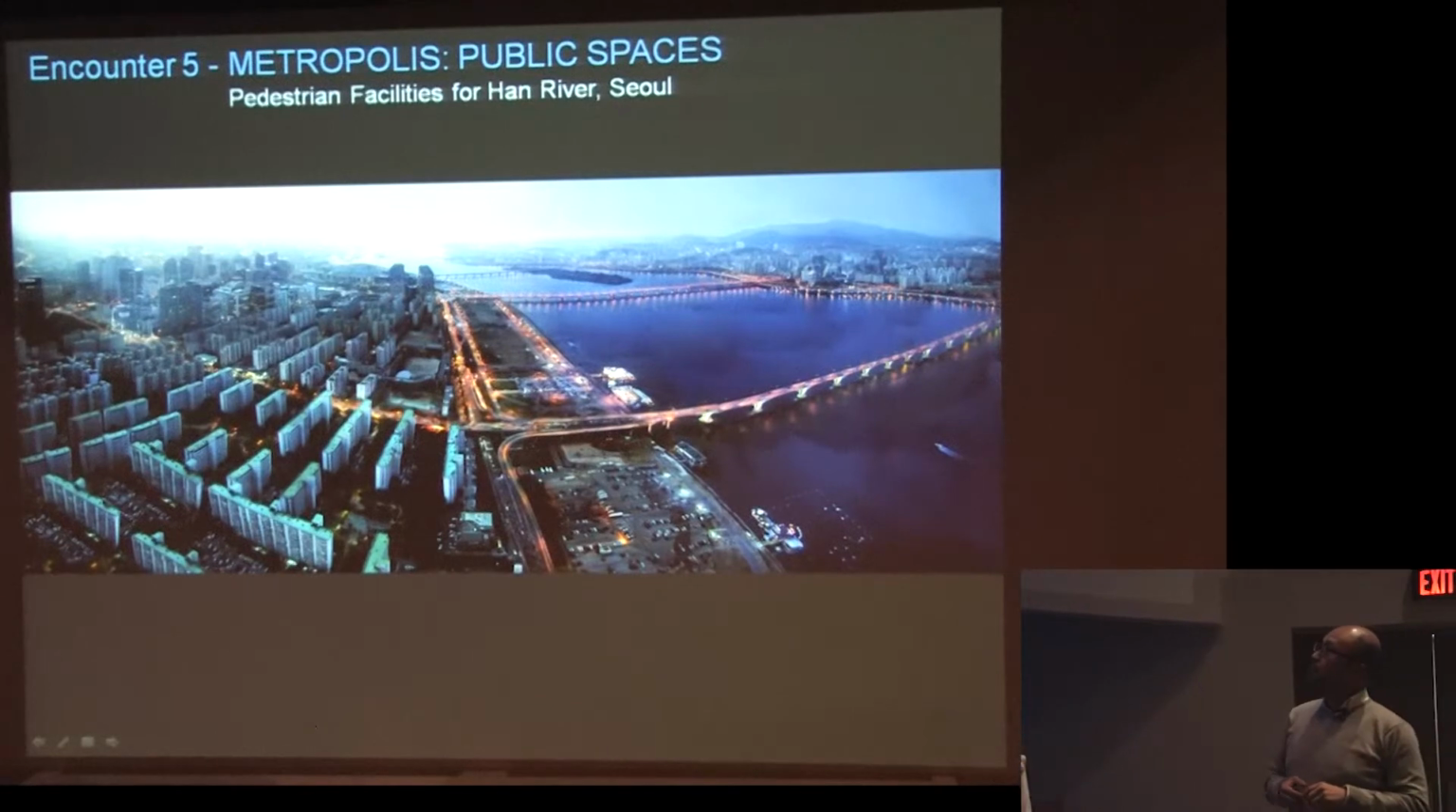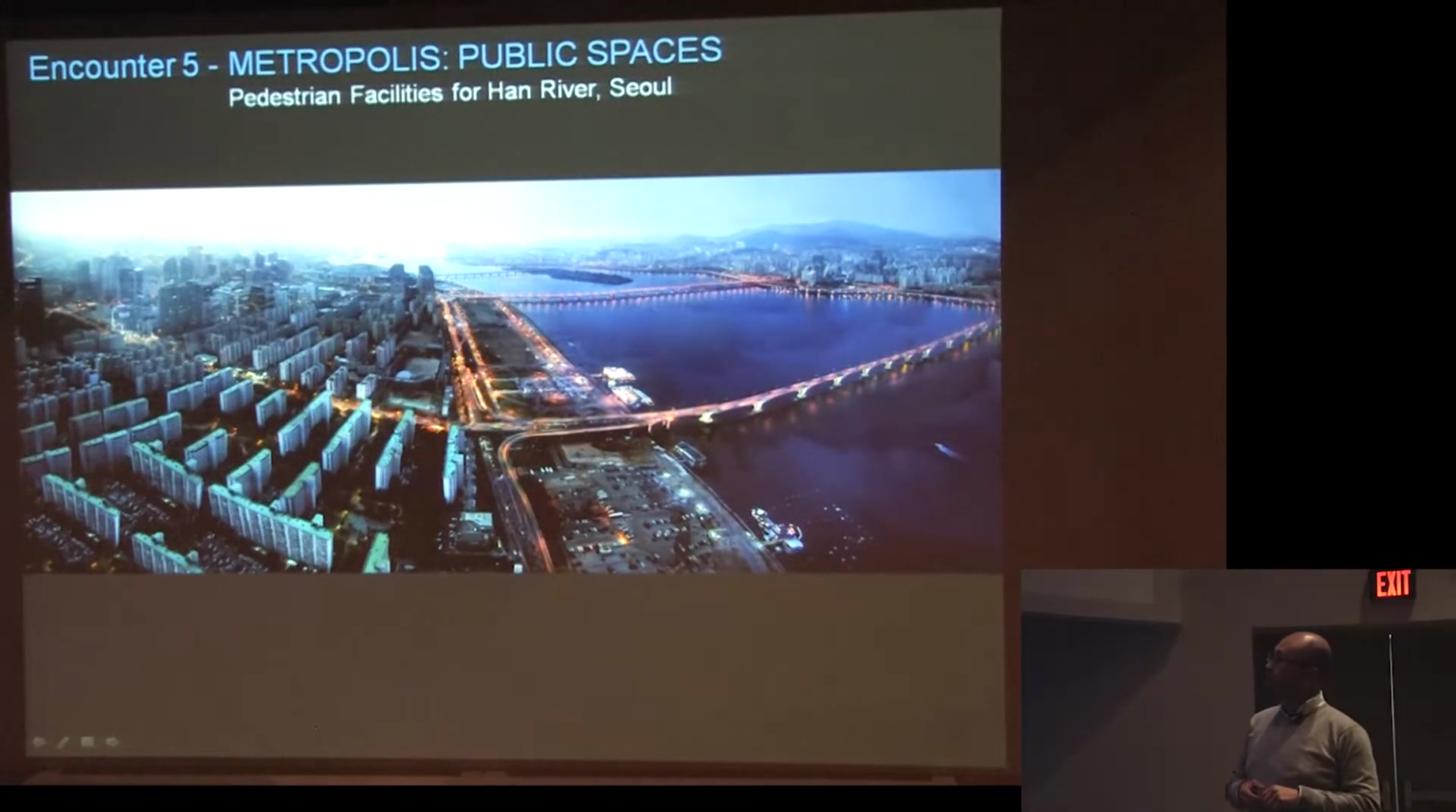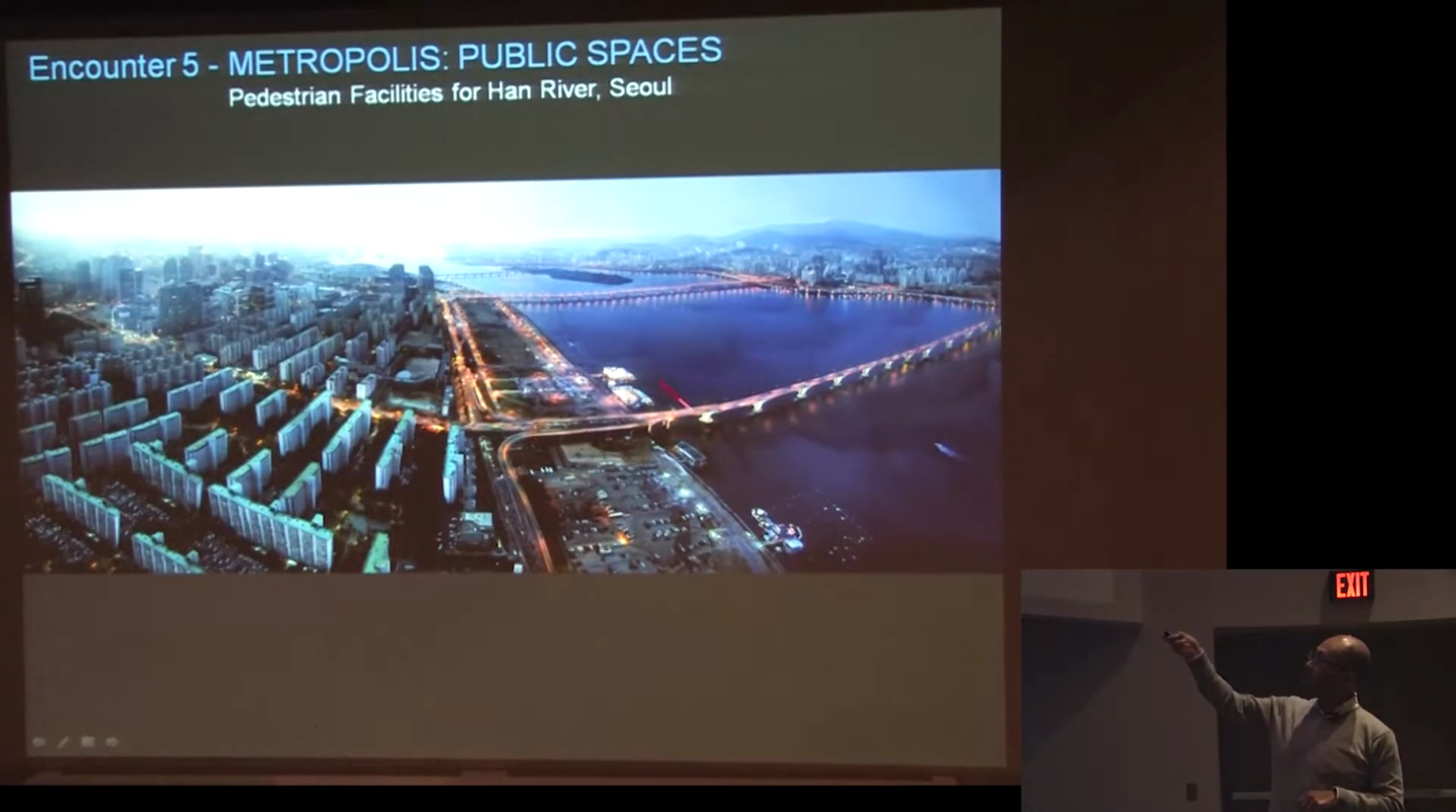This was a pedestrian facility for the Han River. This is the Han River that separates the city of Seoul into two. This is the northern part, which is older, and this is the southern part, which is much newer. It's only about 40 years old, but more than 6 million people are living there. That really shows the speed of modernization that took place in my country.